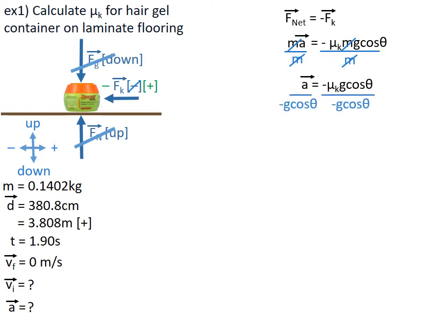Now I'm going to divide both sides by negative g cos theta. So that means that the g cos theta will factor out as well as the negative sign, and that will leave uk by itself. uk is equal to acceleration divided by negative g cos theta. Now it's a flat surface, so cos of 0 equals 1. Negative g multiplied by 1 equals just negative g. That means uk equals acceleration divided by negative gravity.